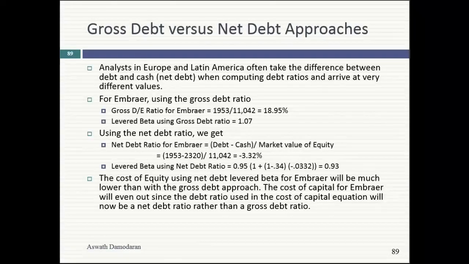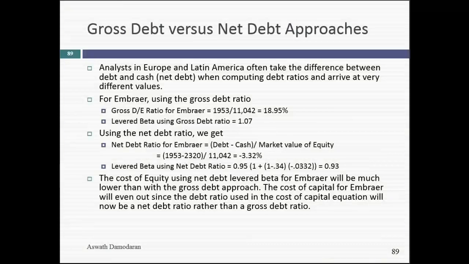One thing about Embraer, and this is something that those of you who worked outside the US in financial services might have run into. I used a gross debt to equity ratio when I levered Embraer's beta. You know what a gross debt to equity is? I take the total debt and I divide by market equity. I actually prefer to work that way, but if you worked outside the US, you often use net debt to equity ratios. What's net debt to equity? You take total debt and you subtract out cash.